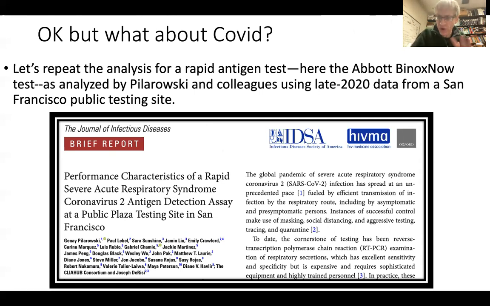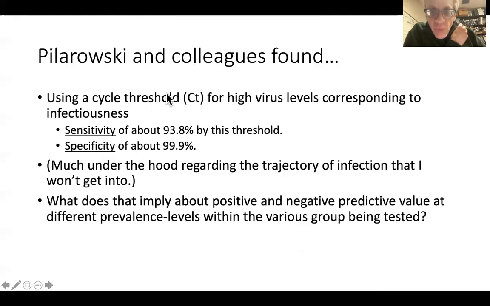I'm not going to say too much about COVID, but I'll just show you what it looks like in a COVID context. One of the things they did is set a threshold in their test looking for what's called a high cycle threshold, which corresponds to infectiousness. I'm not going to say too much about clinical COVID stuff because I'm not an expert on that. But they found that using that threshold, the test had a sensitivity of 93.8% and a specificity of about 99.9%.